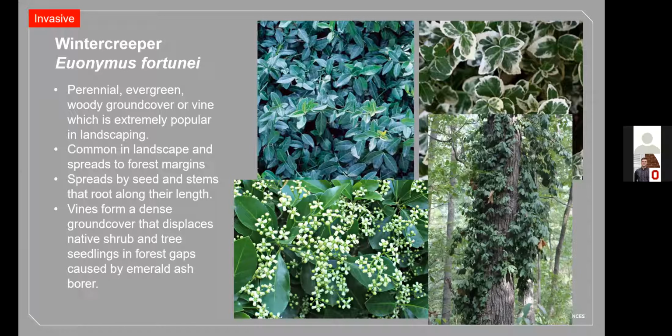Euonymus can find its way into the woods and displace natives, especially where gaps are created due to dead or fallen trees. It can climb trees by use of aerial roots, and the waxy leaves make it difficult to control, even with herbicide applications. As we lose ash trees to the emerald ash borer, winter creeper can move into the open space created.